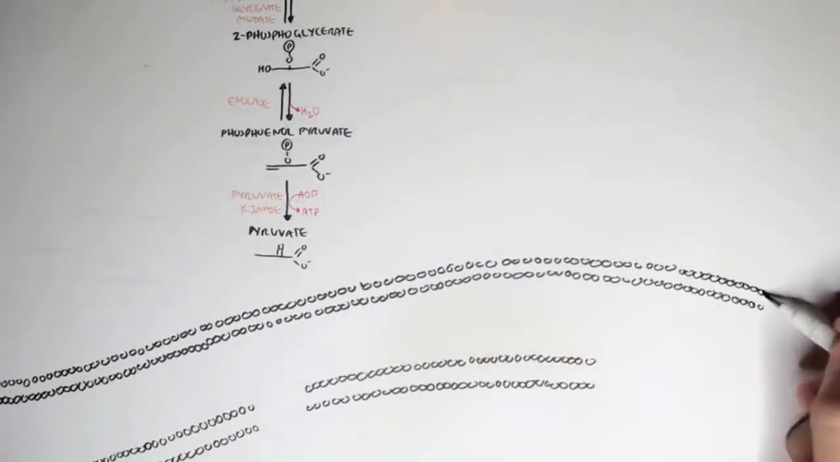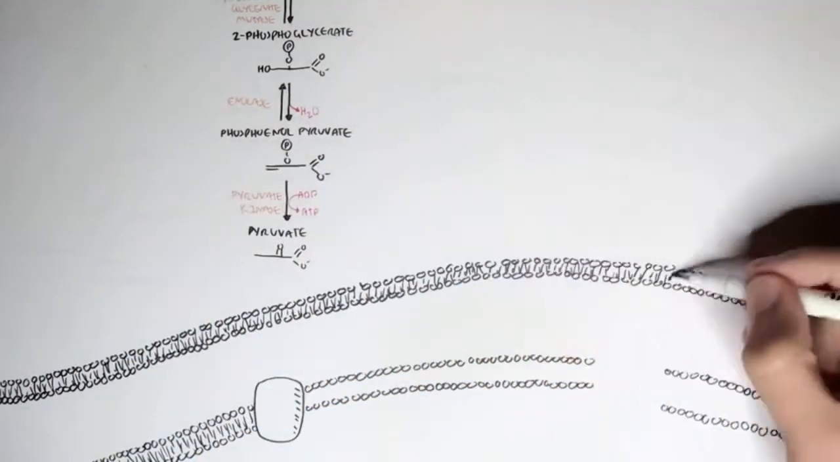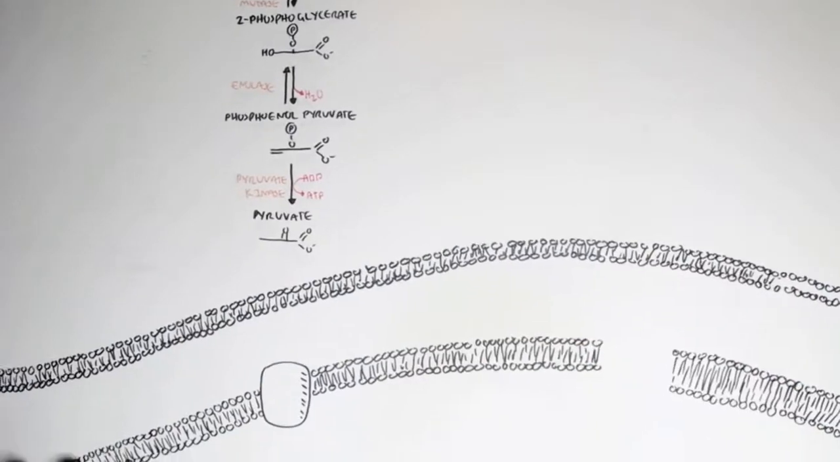Now, going back to our 2 pyruvate molecules, our end product of glycolysis. But remember, we're only going to look at 1 pyruvate for simplicity.